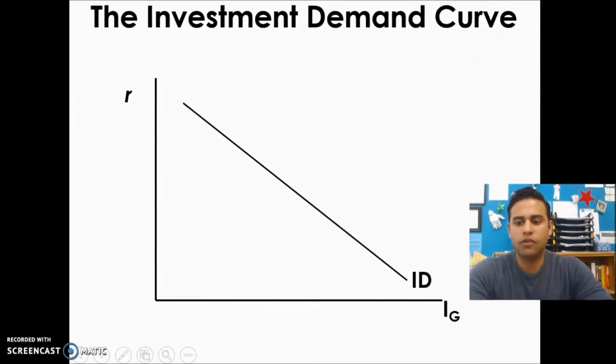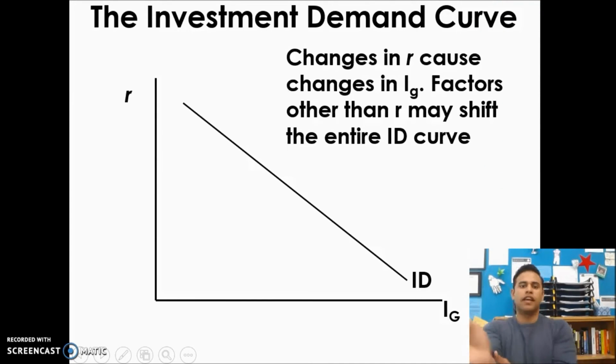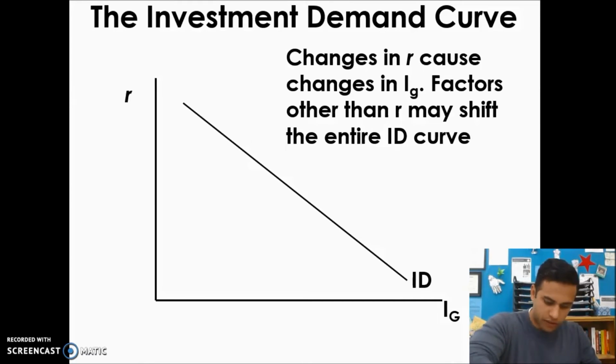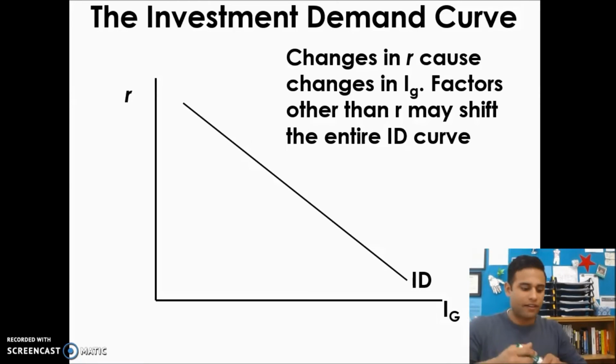All right, so here's a slide with an investment demand curve on it, and the statement is changes in real interest rates cause a change in the amount of gross private investment, right? So factors other than real interest rate actually shift the whole curve. So what we're going to concern ourselves with today is shifting this entire curve. And real quick, just in case we're having a hard time visualizing that entire curve shifting, let's go ahead and see what that would look like. So let me erase all of the red that I had on our investment demand curve. Here we are.